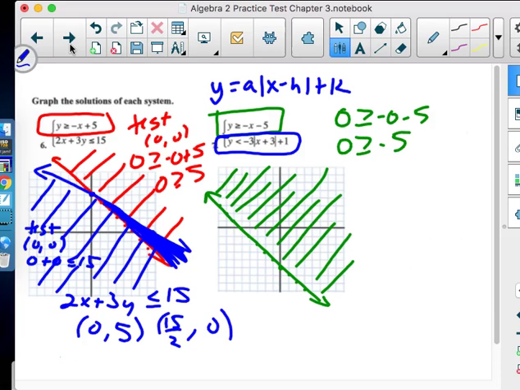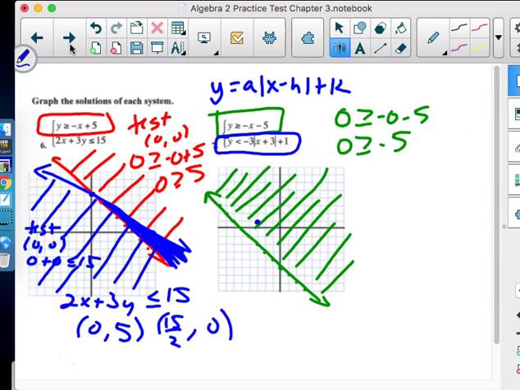Where's our vertex? Somebody has to be confident. Nobody's confident? -3, +1, left 3, up 1. Yep, it's always the one that's with the x that we have to think opposite of. So there's my vertex. It's supposed to make a V, but I don't know where yet.